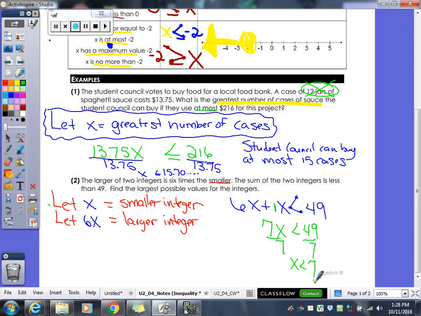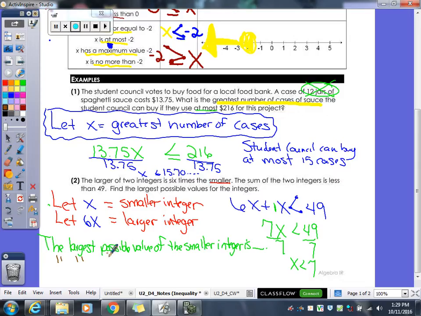Okay, so now we have to write a sentence. Find the largest possible values for the integer. So, ready? This is going to be a lot of writing today. The largest possible value of the smaller integer is blank. Now, if you don't feel like rewriting that whole thing, we can do these little ditto marks.